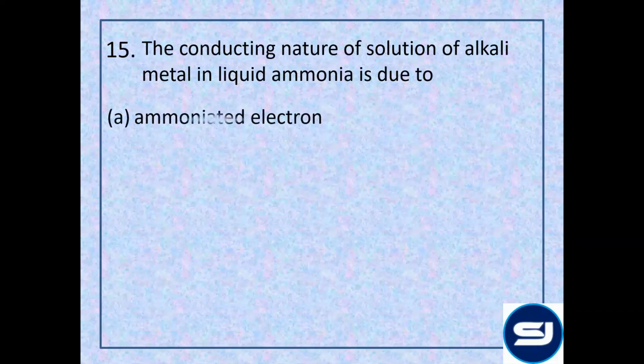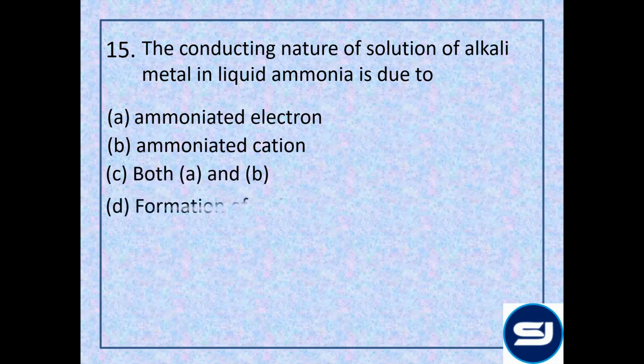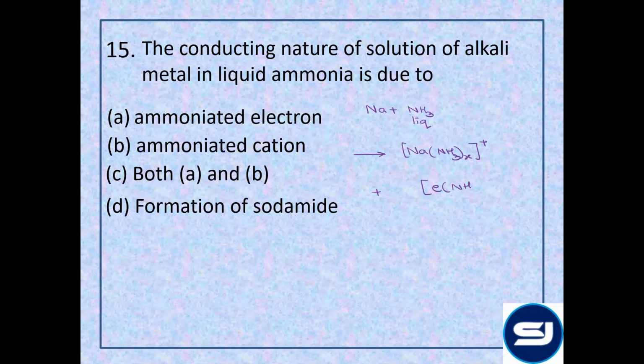The conducting nature of solution of alkali metal in liquid ammonia is due to: ammoniated electron, ammoniated cation, both A and B, or formation of sodamide? Sodium in liquid ammonia forms Na(NH3)x with a plus, which is called ammoniated cation, and e(NH3)y with a minus, which is called ammoniated electron. इसमें बहुत सारी properties थी, which is very important.